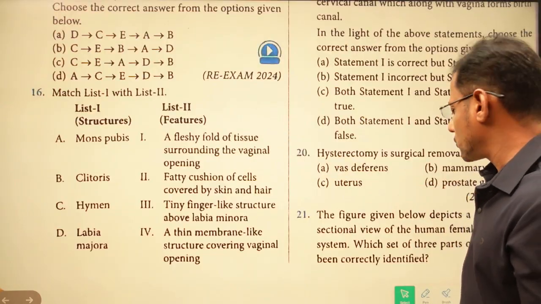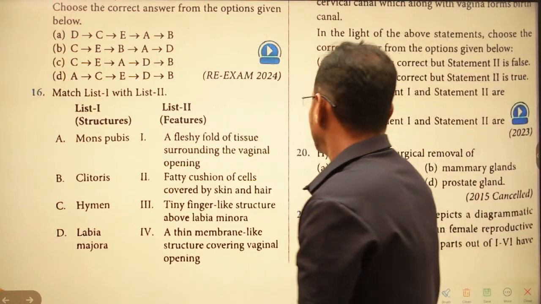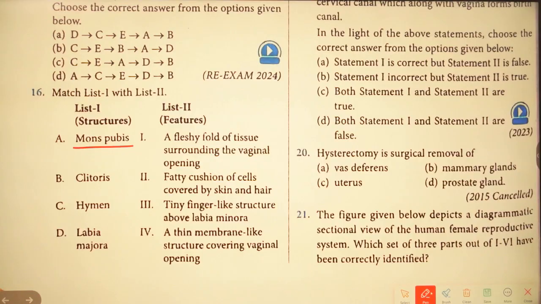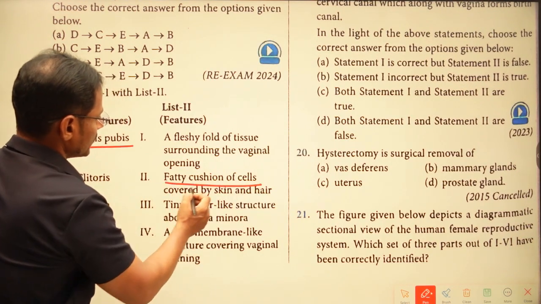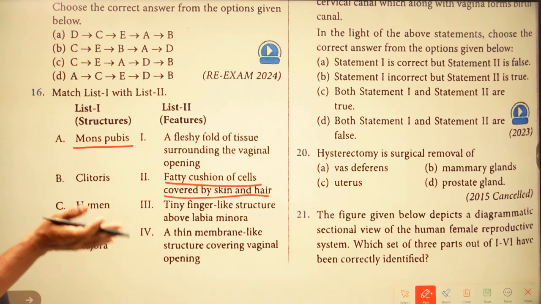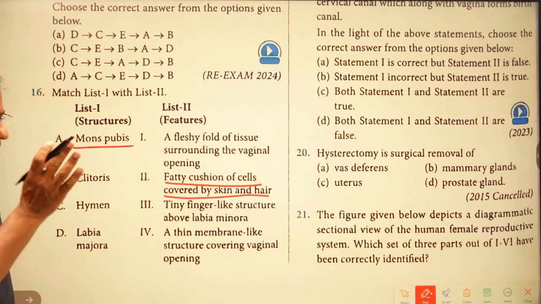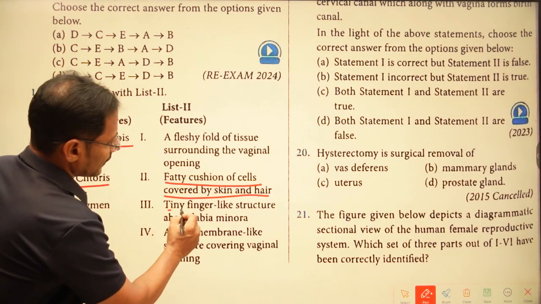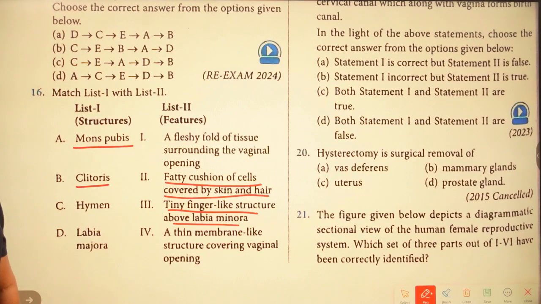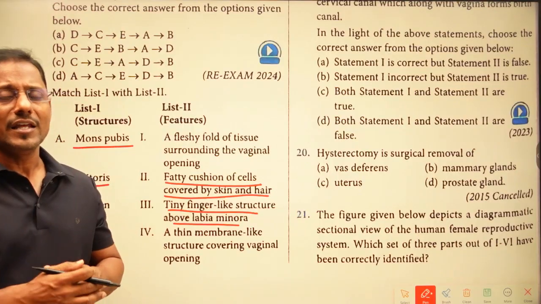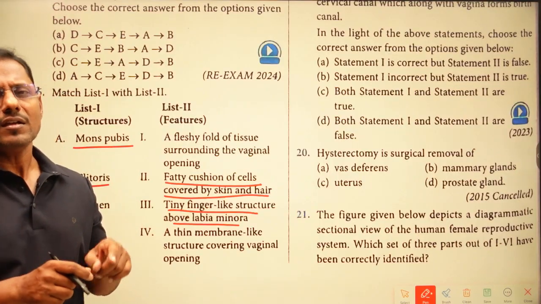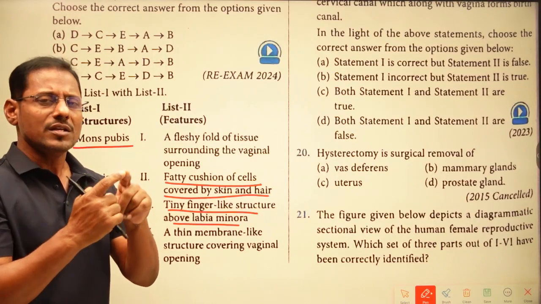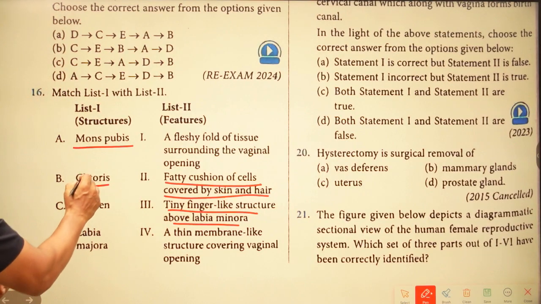And match. So match the following is also given here. Say this, mons pubis is the fatty cushion of the cells covered by the skin and hair, right? So this is present above the labia majora. Next, clitoris. Clitoris is the teeny finger-like structure above the labia minora. So we have already discussed. Just under the labia majora there are some skin foldings, they are known as labia minora. At the junction at the top of the labia minora, there is a small finger-like structure, we call it a clitoris, right?